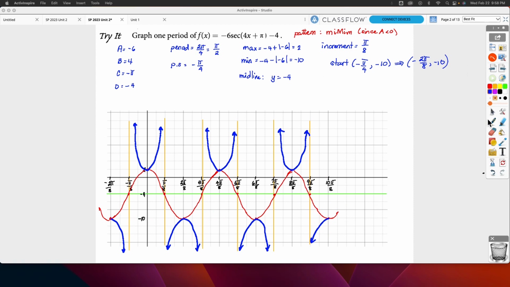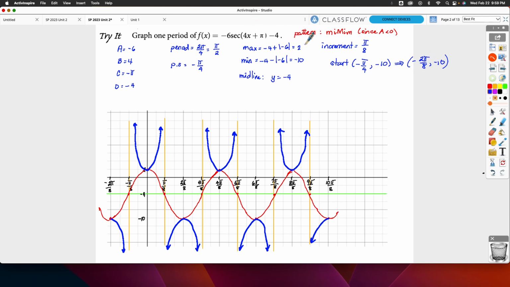So for this one, your A is -6, B is 4, C is -pi, and D is equal to -4. And from here, we can get the period, which is pi over 2. Phase shift is -pi over 4, which is -2 pi over 8 as well.